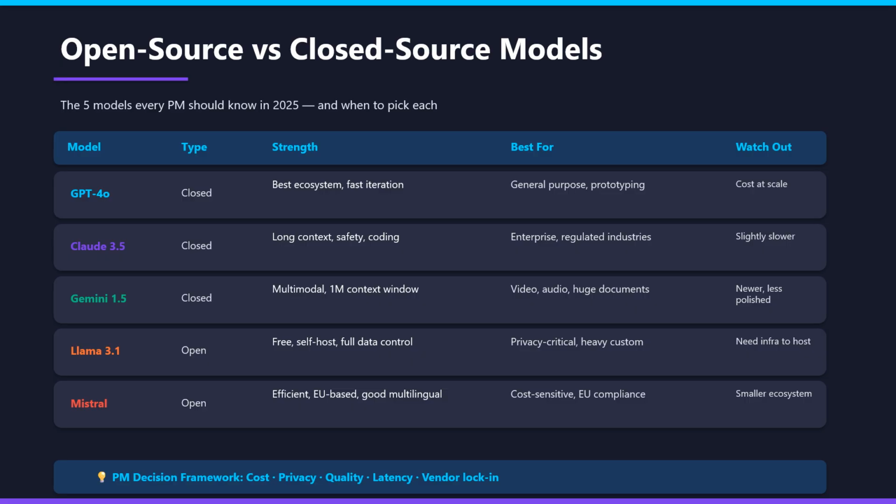And Mistral is open source, strength: efficient, EU-based, good multilingual support. Best for cost-sensitive and EU-compliant scenarios. Watch out is a smaller ecosystem. The PM decision framework at the bottom: evaluate on 5 dimensions: cost, privacy, quality, latency, and vendor lock-in. My recommendation is to start with GPT-4 or Claude for prototyping, then evaluate whether you need to switch based on your specific needs. Okay.